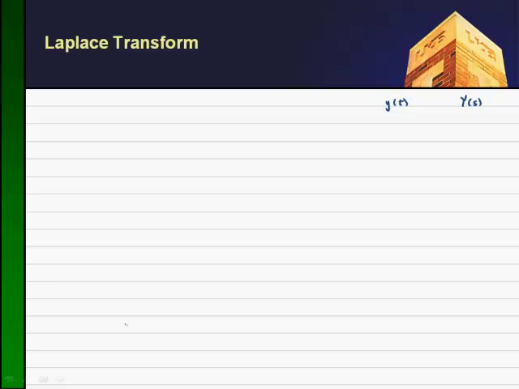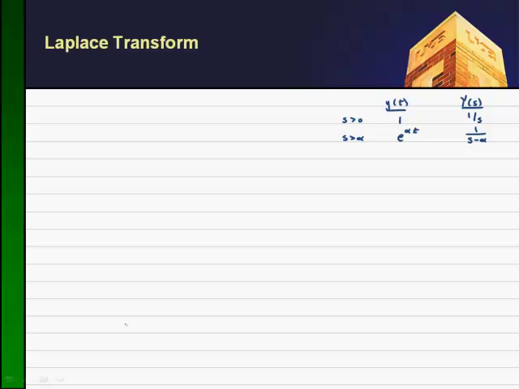Let's recall that we found the Laplace transform of the function 1, and that had a Laplace transform of 1 over s, and e to the alpha t had a Laplace transform of 1 over s minus alpha. And the condition in the first one was that s be positive, of course, and here s is greater than alpha.